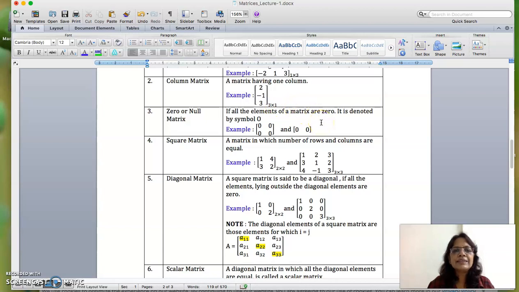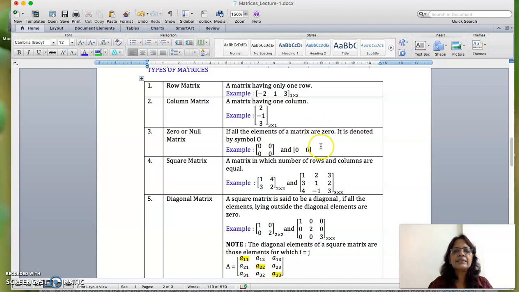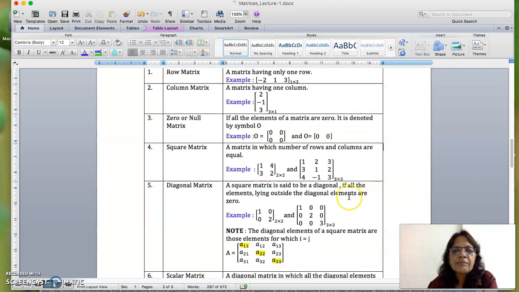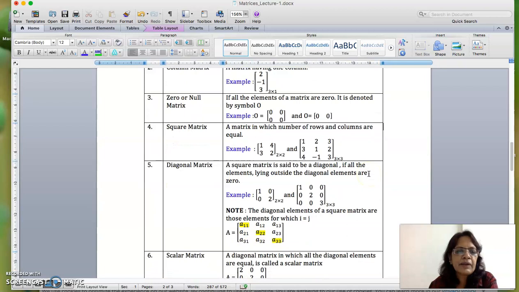Zero or null matrix: the name itself suggests that if a matrix has all the elements as 0, it is a null matrix and it is denoted by O. So this will be a null matrix, denoted by O. And this is another matrix, also denoted by O. So a null matrix is a matrix in which all the elements are 0. Square matrix: a matrix in which the number of rows and the number of columns are the same. Like here it is 2 cross 2, this is 3 cross 3, rows and columns are the same, so it is called a square matrix.